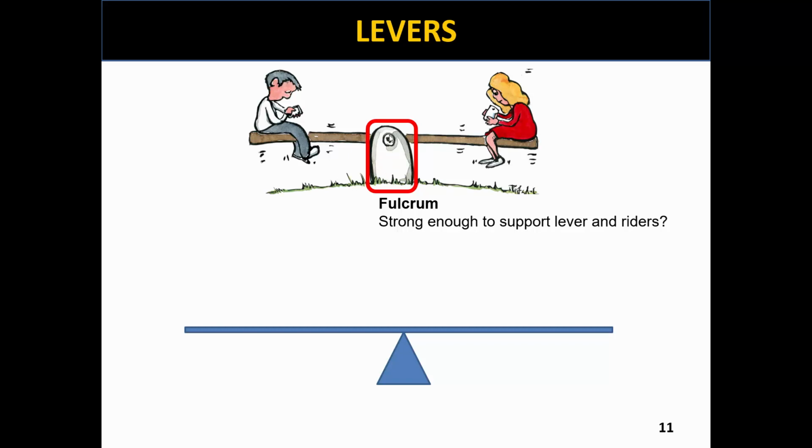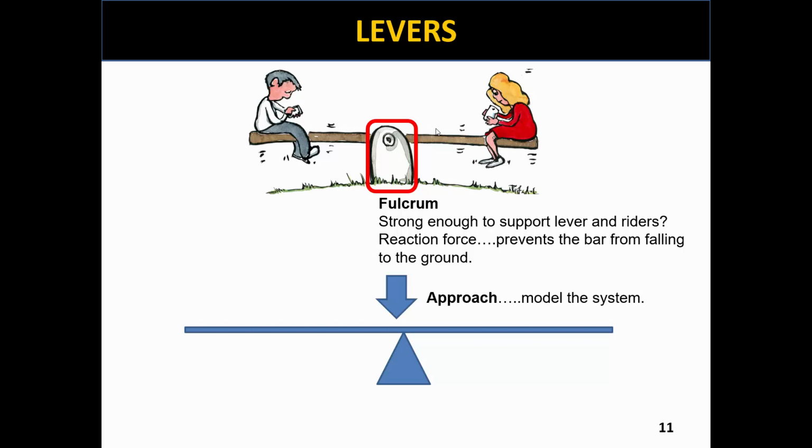collapse under the weight of the lever and the riders? The weight of the lever and the riders here is supported by the reaction force, and that prevents the bar from falling to the ground, provided that the materials that went into constructing the fulcrum are strong enough to generate that reaction force. So we're going to simplify this complex picture with a model of this.